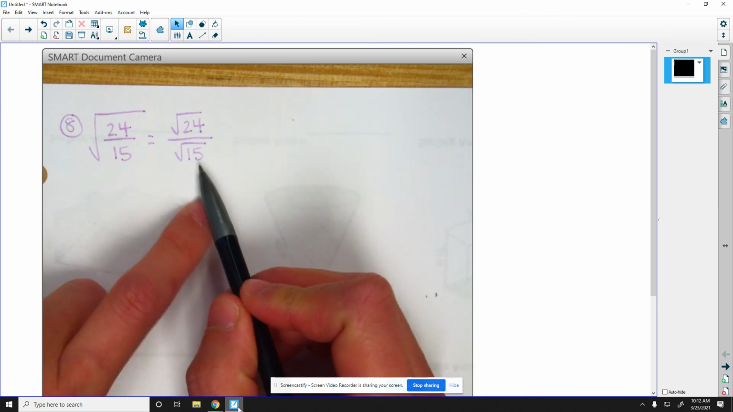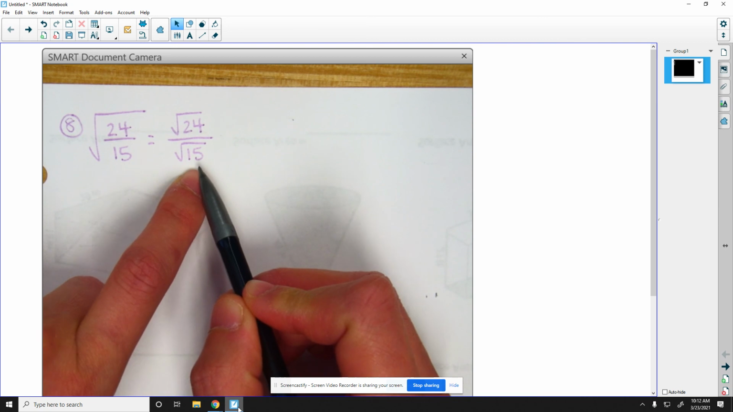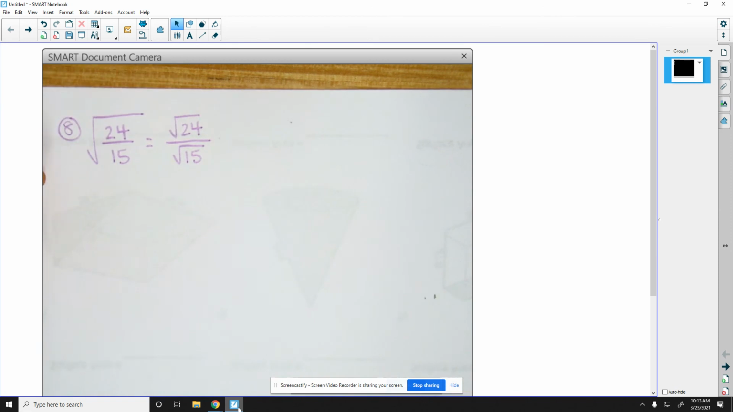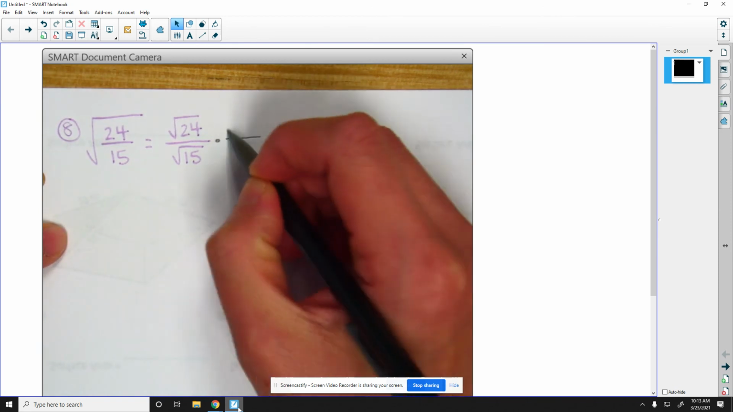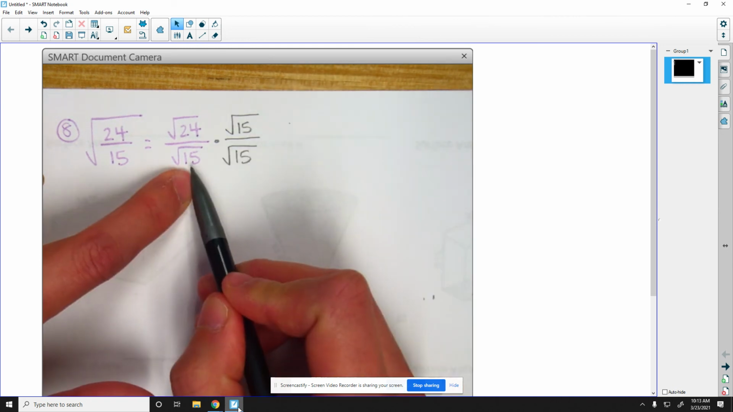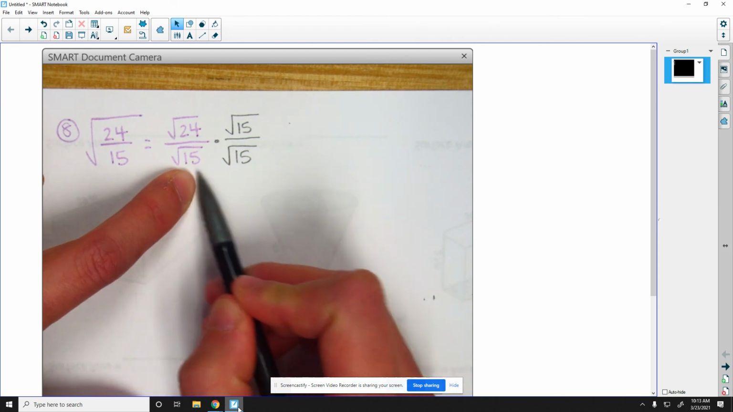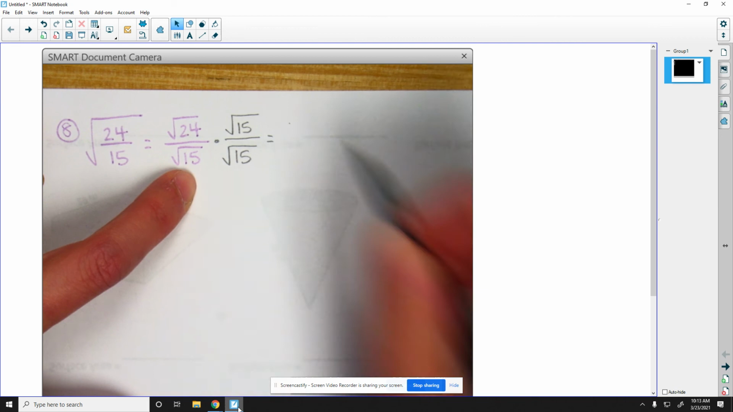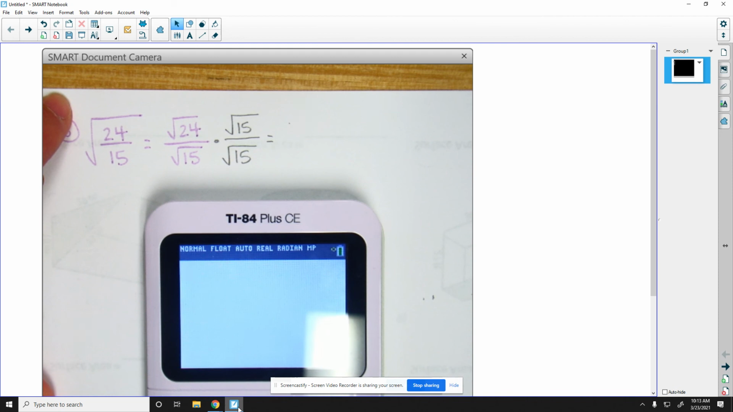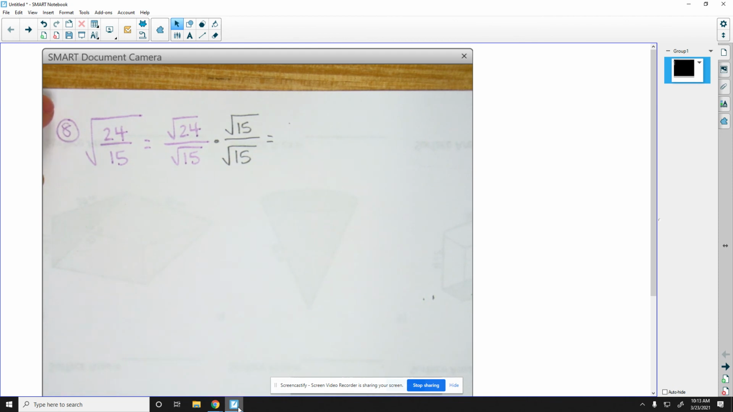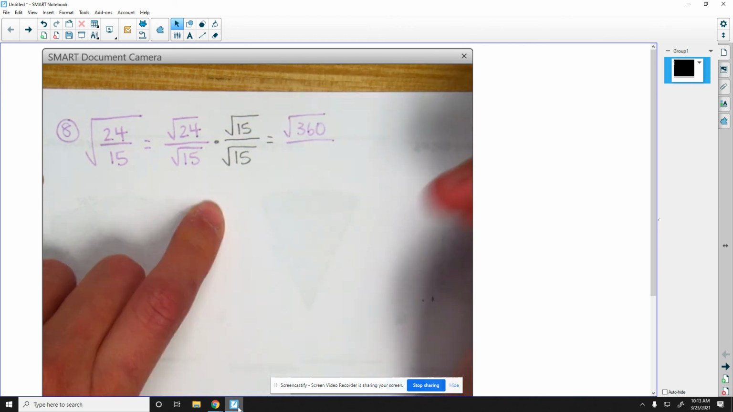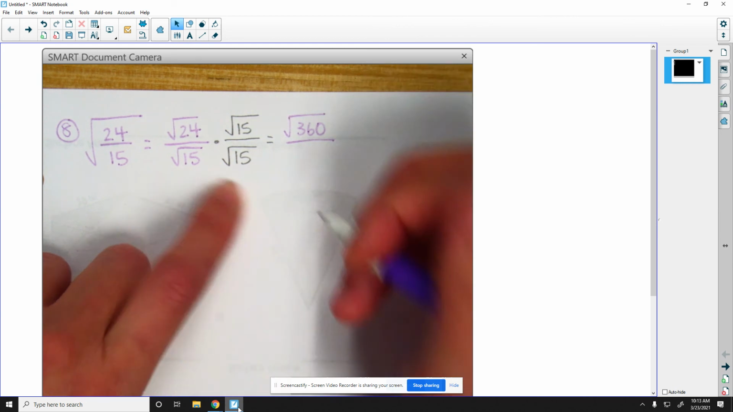All right, square root of 15 is not a nice whole number. It doesn't equal 2 or 3 or 4. So remember, I can't leave a square root at the bottom. That's not okay. So the rule to simplify it is to multiply top and bottom by square root 15, or whatever was on the bottom. So 24 times 15 is a huge number, 360. So I get square root of 360 on top. And what's the square root of 15 times the square root of 15? Just 15.